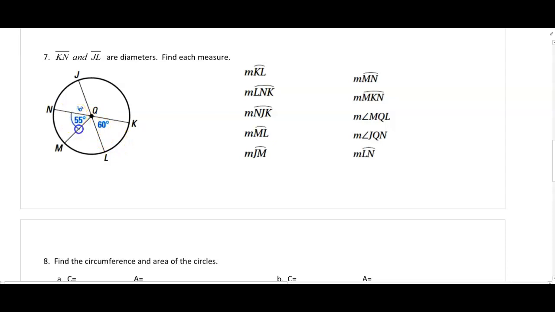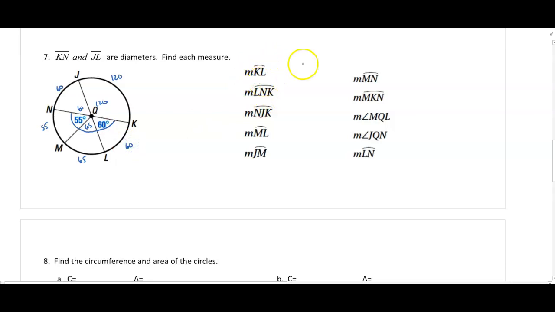Now, what do all 3 of these angles have to add up to? All right, they make a straight angle, so 180 minus 60 minus 55. So 180 minus 60 minus 55 would give me 65 degrees. And these 2 angles add up to 180. So this is 120 degrees. Now I know the measure of all of these arcs.